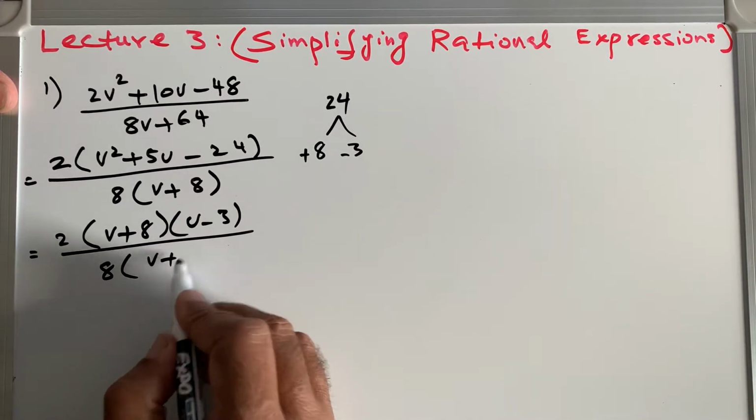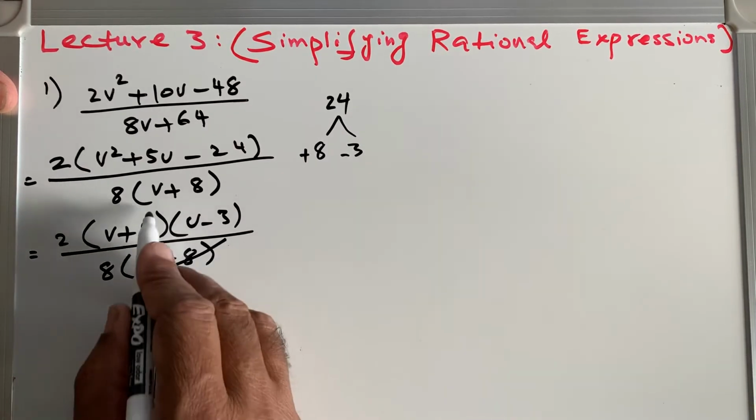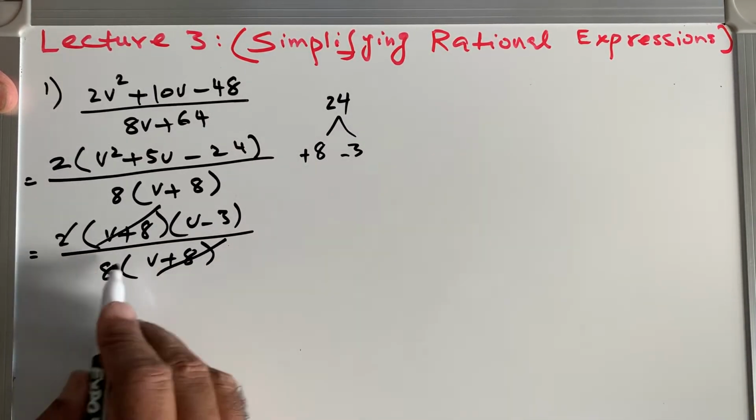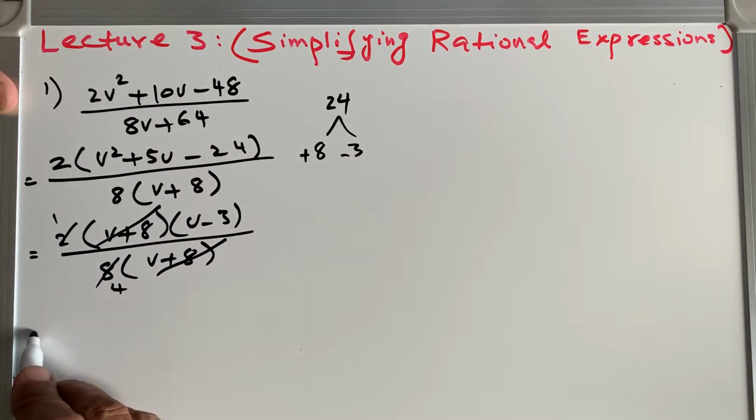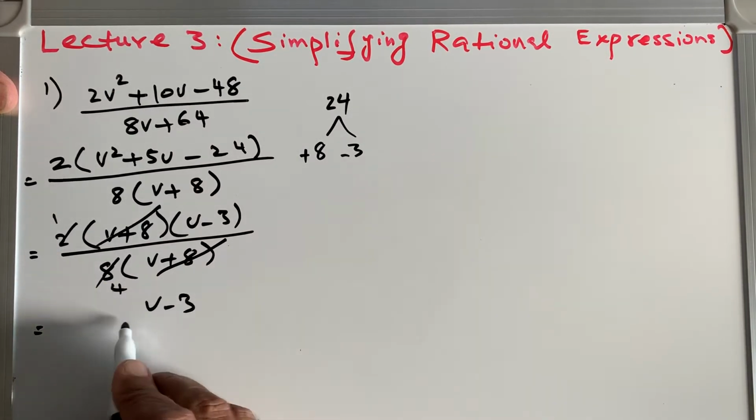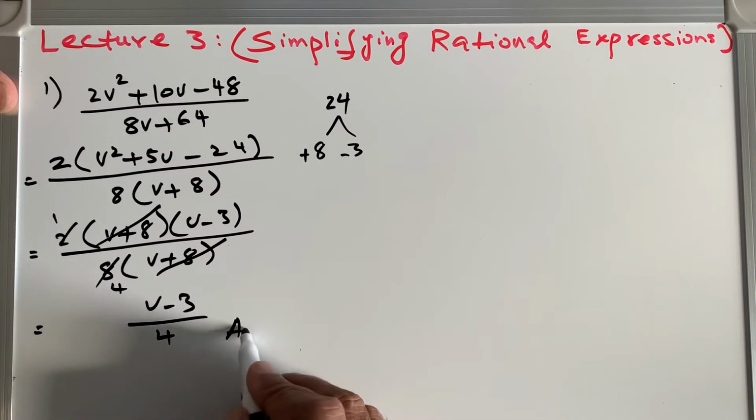So the denominator is v plus 8. So v plus 8 got cancelled with v plus 8. 2 1s are 2, 2 4s are 8. So I am left with v minus 3 divided by 4. That is my answer.